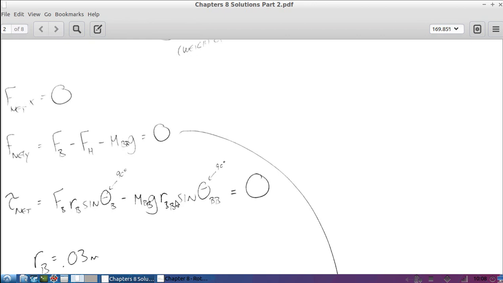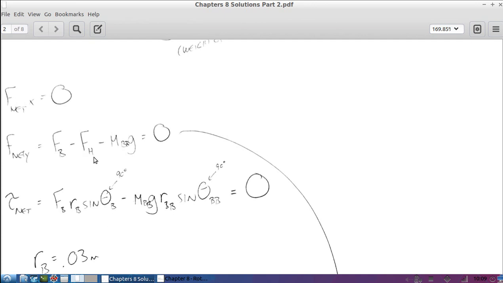So all I have to do is write expressions for the two torques due to the biceps force and the weight force of the bowling ball. And I'm doing that because I don't want a second variable. I could solve it if I picked a different axis, too.